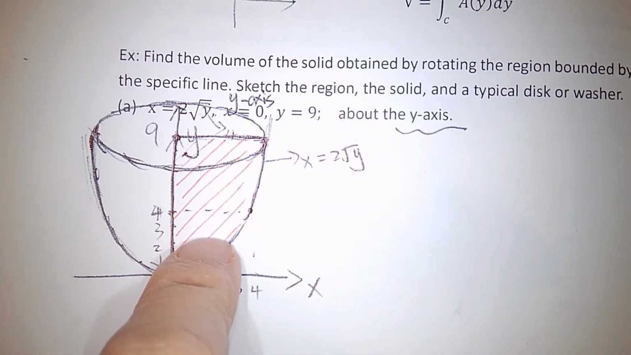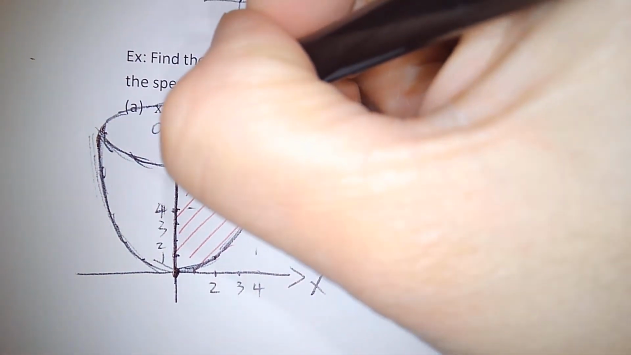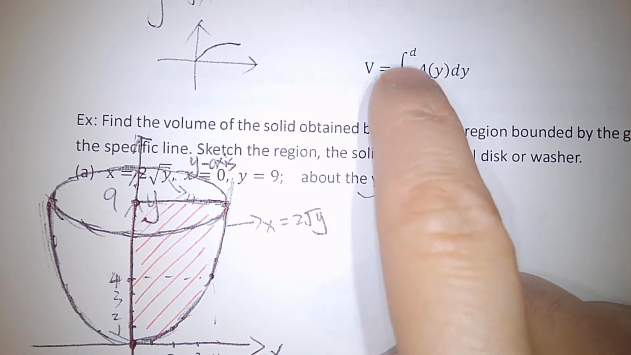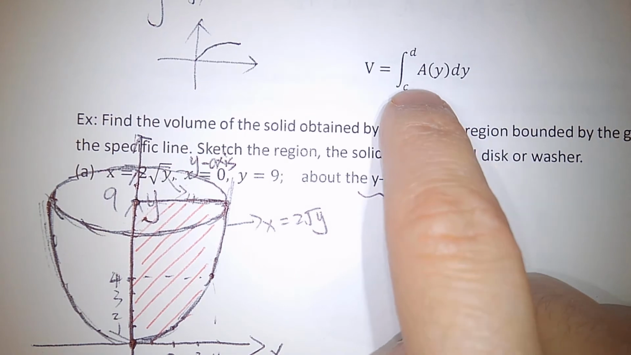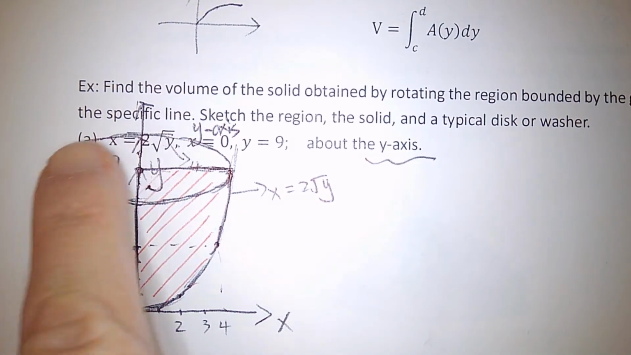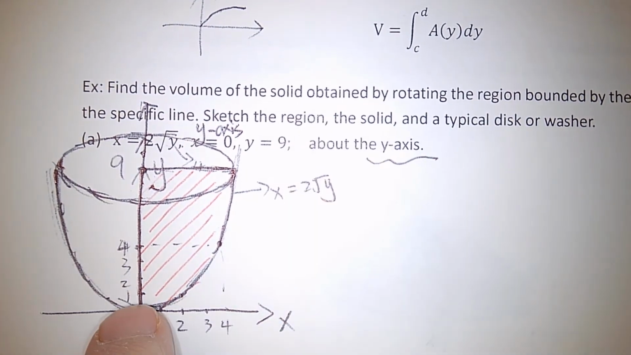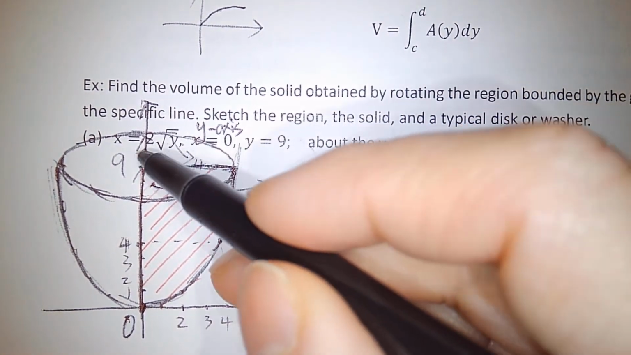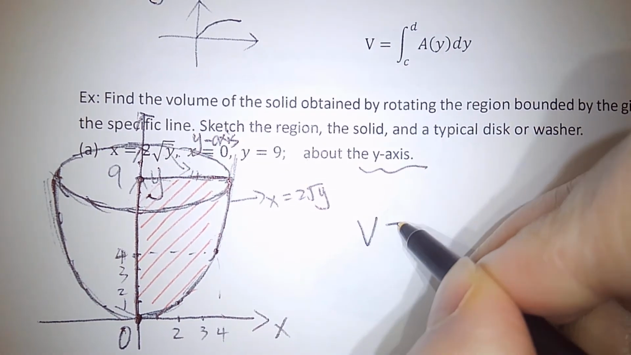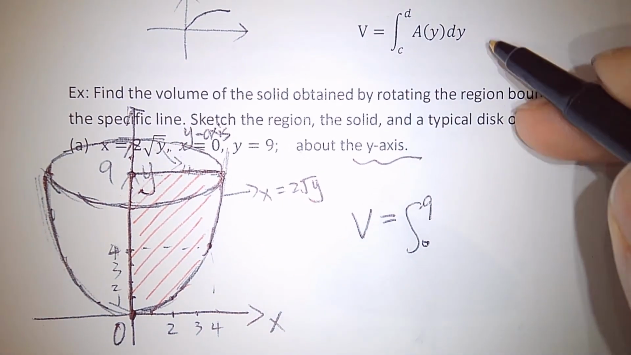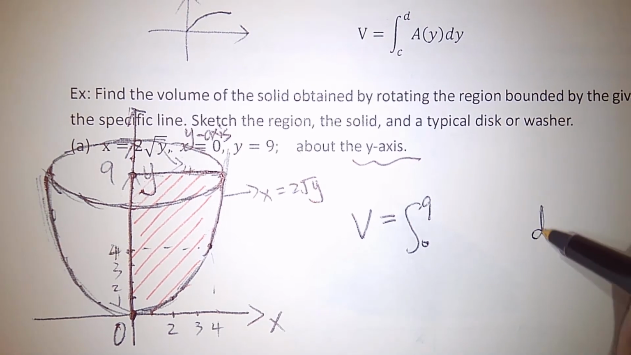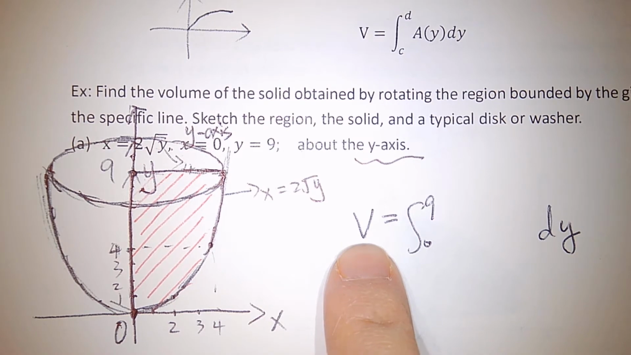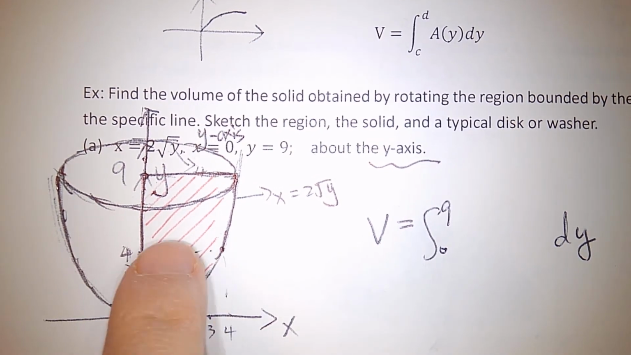Now, how do we find the volume of this ball? We're going to use our formula: volume equals the integral from c to d of A of y dy. What are c and d? This ball vertically varies from y equals 0 all the way to y equals 9, right? So the volume is the integral from 0 to 9, dy this time. Now how do we find A of y?